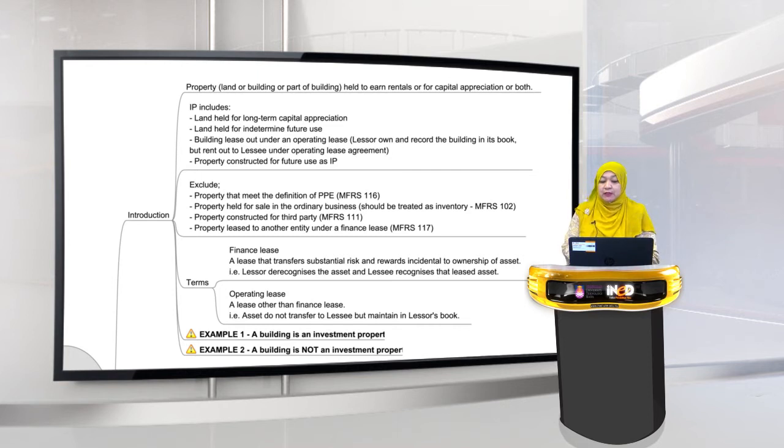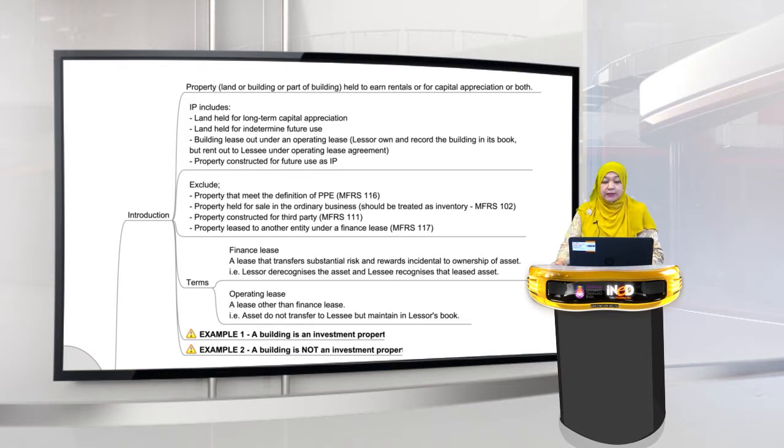Investment property includes land that is held for long-term capital appreciation. So if we hold a land with the intention to sell it back over a period of years, then this land will be included as investment property. Another property that is included under MFRS 140 is land that is held for indeterminate future use. So in this case, this will fall under MFRS 140.